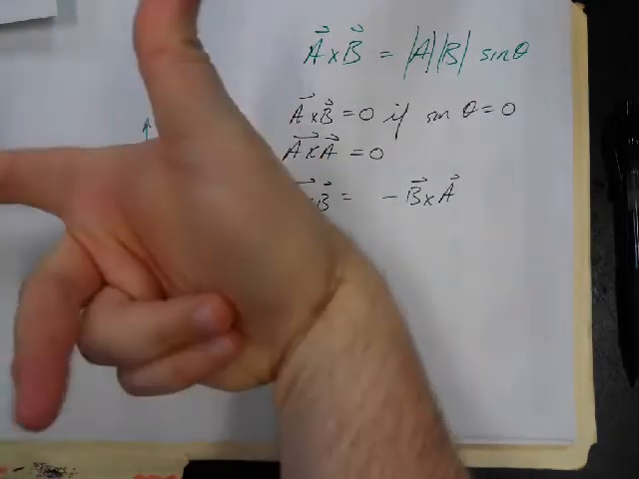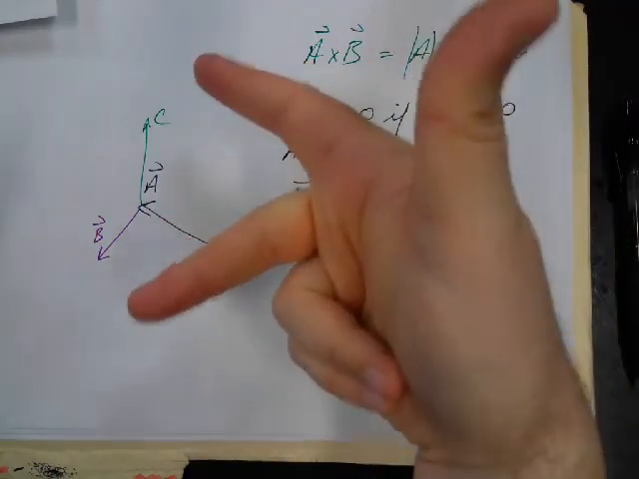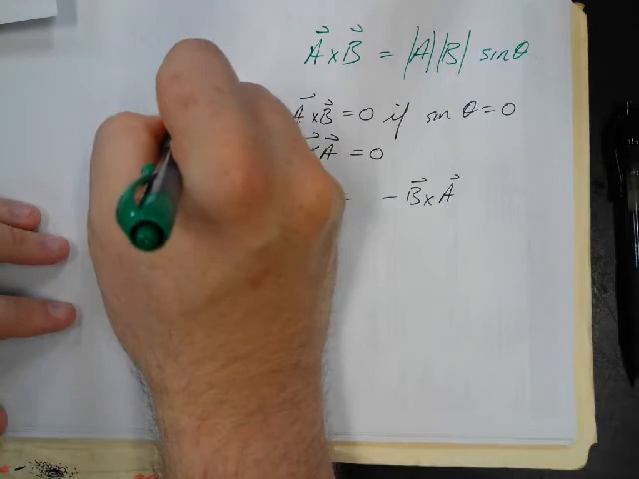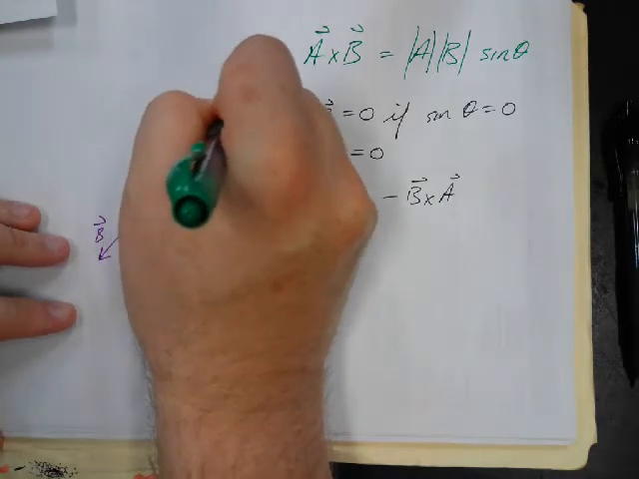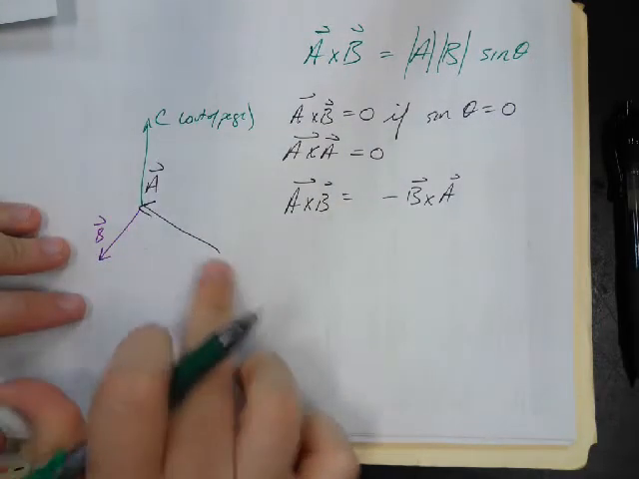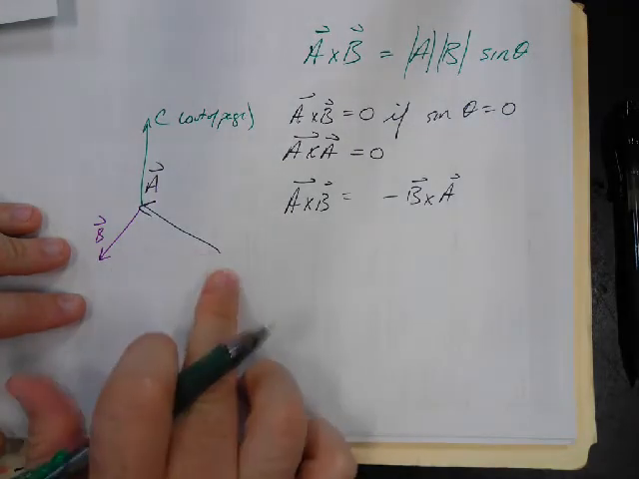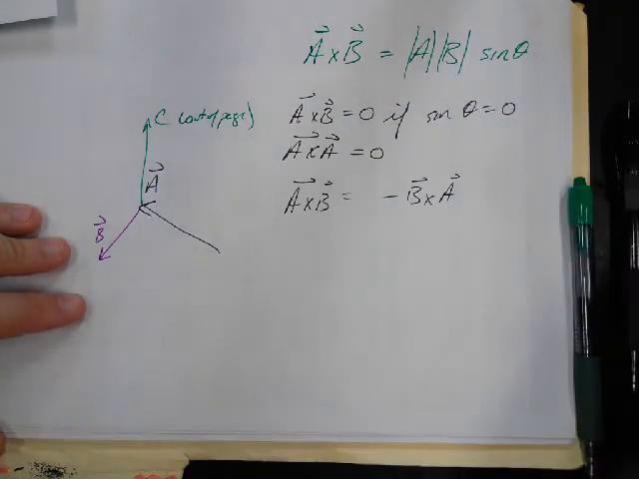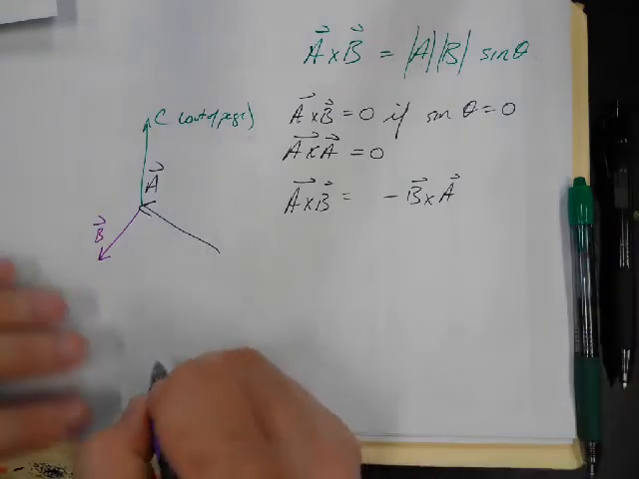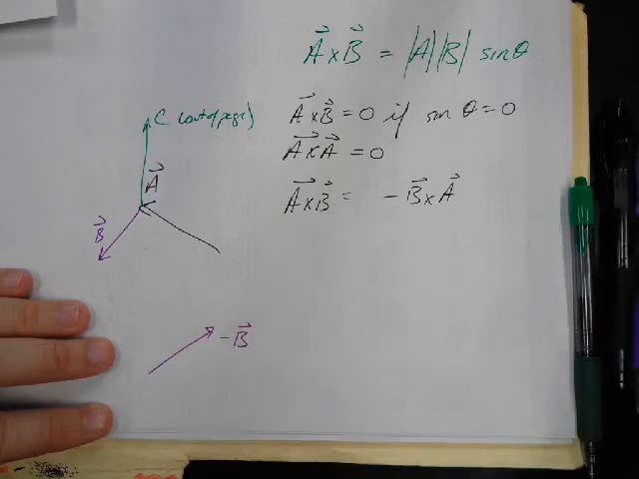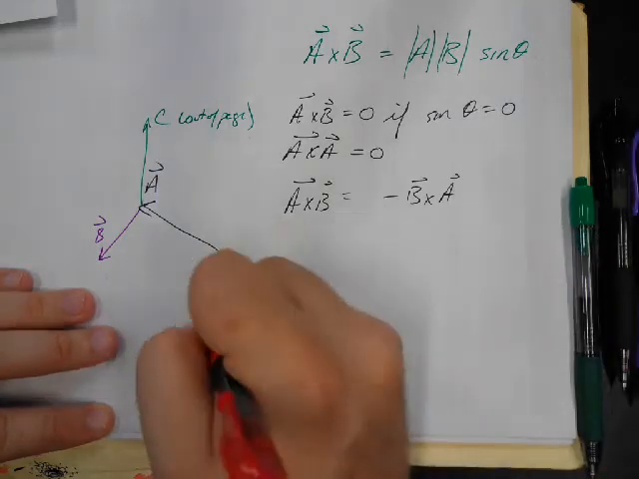And it's going to be upwards the way I've drawn it based on my right-hand rule. All right, so C is out of the page. So let's draw what B cross minus A would look like. Well, we're going to draw in minus B, and then we draw in A.